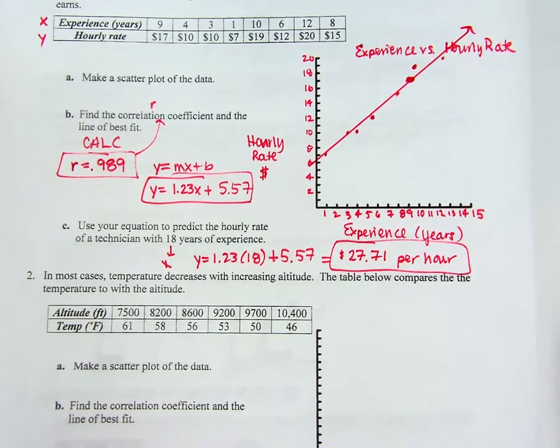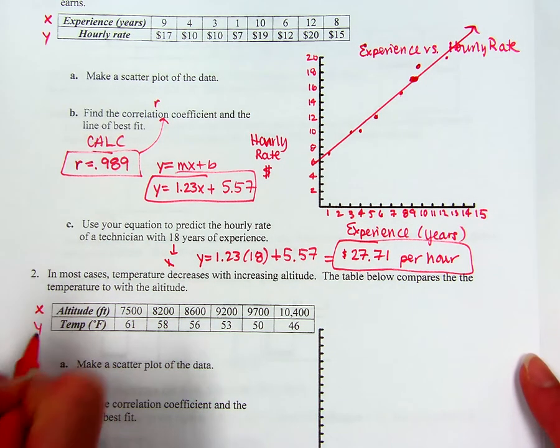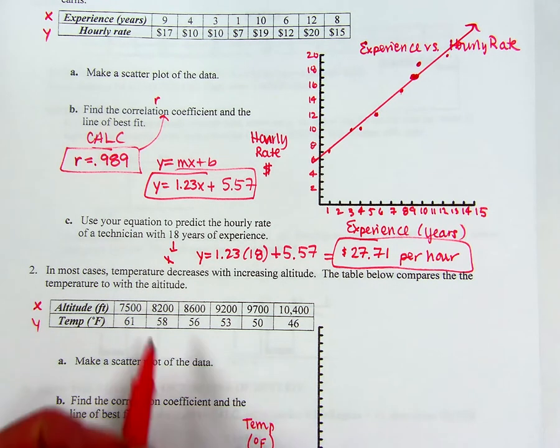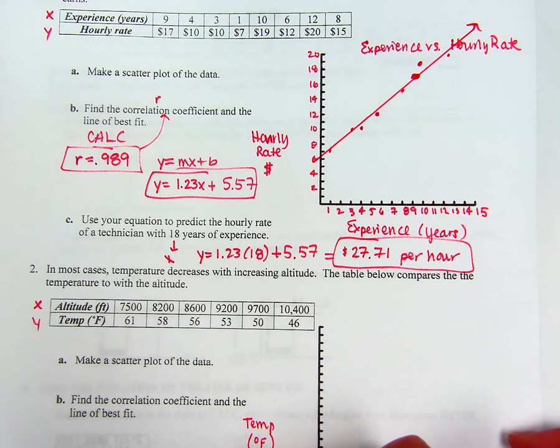All right, problem number 2. It says in most cases temperature decreases with increasing altitude. So this is my x, this is my y: my altitude is in feet, and my temperature is in degrees Fahrenheit. This time I don't want to count by ones because I have to go to 10,000. I need to get up to at least 10,000, so we'll say we need to get to 11,000.